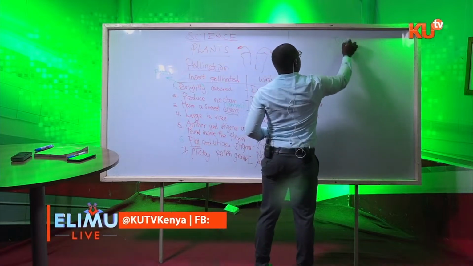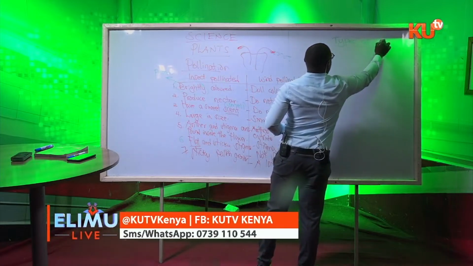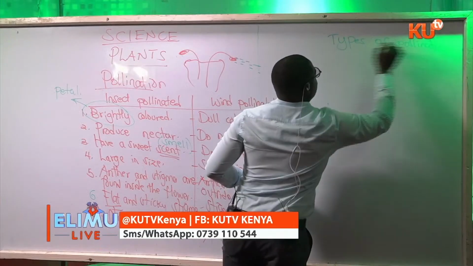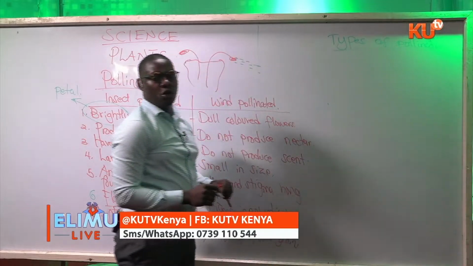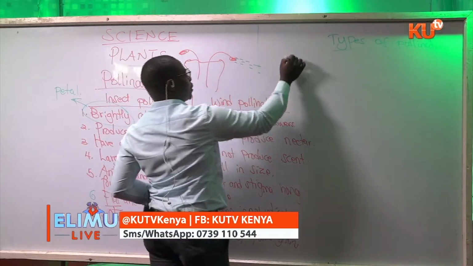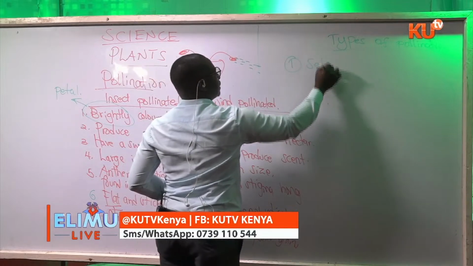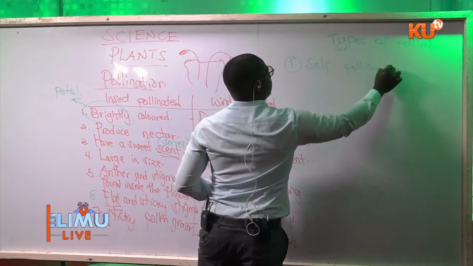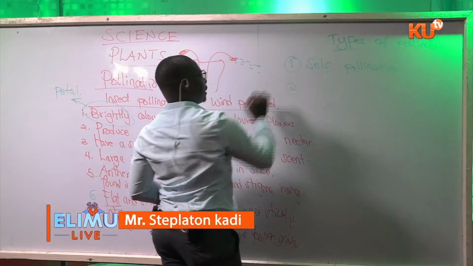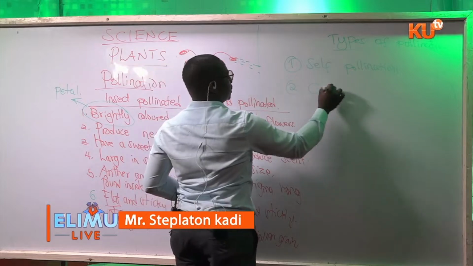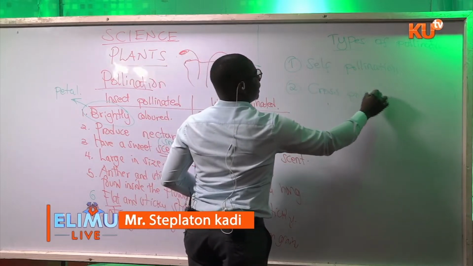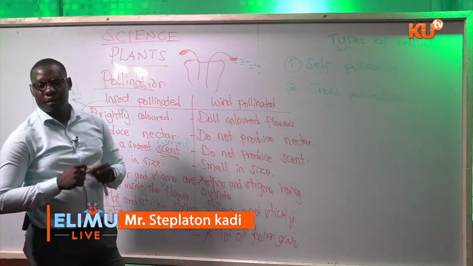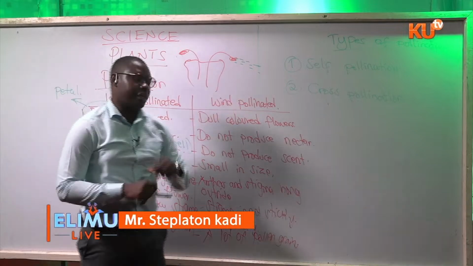We talk about types of pollination. Under types of pollination, we are going to get two types of pollination. One, we'll call it self-pollination. And number two, we'll call it cross-pollination. So looking at the types of pollination, we get two types: self-pollination and cross-pollination.